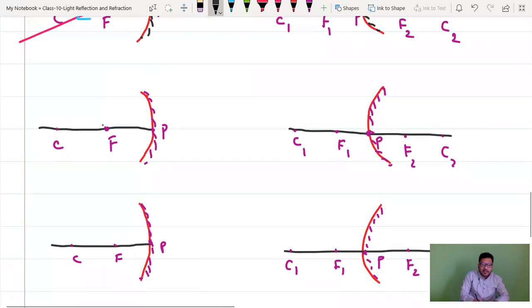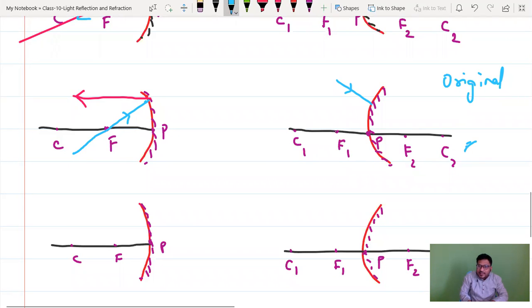Second, what is the second rule we have discussed? When a light ray is passing through focus, after touching mirror, how will it reflect? It will reflect parallel to principal axis. Now, if a light ray is passing through focus, guys, please don't draw it here. Passing through focus means you have to draw like this, because the original focus and center of curvature are this side, not this side. That is the thing you have to understand.